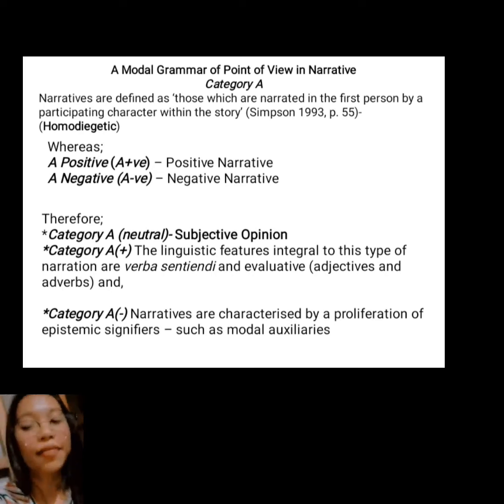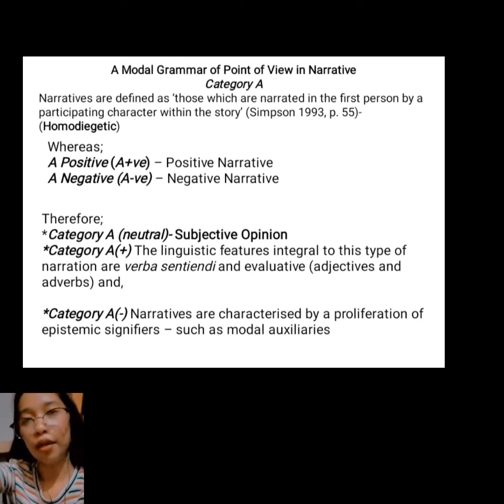Verba sentiendi refers to physical and mental perception, what we hear, see, learn, taste, while Category A negative is characterized by a proliferation of epistemic signifiers, such as modal auxiliaries, modal adverbs, and modal lexical verbs, and also perception modal markers.